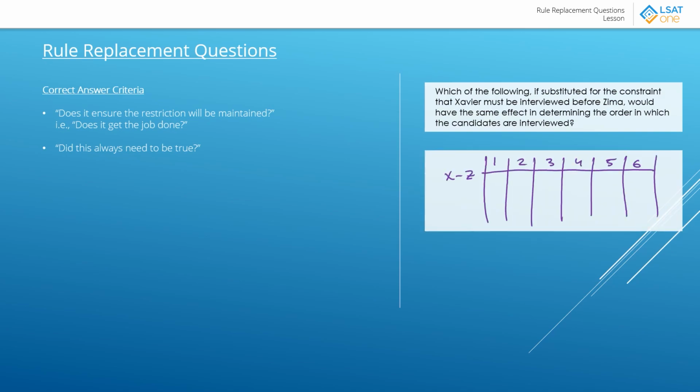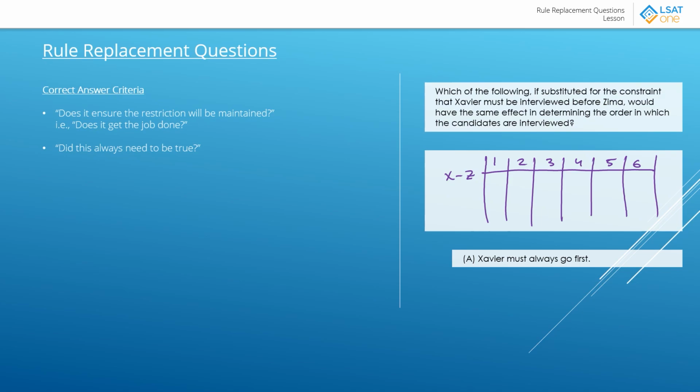Say you had a game with essentially 6 positions, and you have this rule that says that X has to go before Z. And say one of the answer choices said something like, "X must always go first." You'll notice that this answer choice would meet the first criterion here, which is that if we implemented that X must always go first, it would get the job done. It would ensure that X is always before Z. But would that make it a good answer choice?